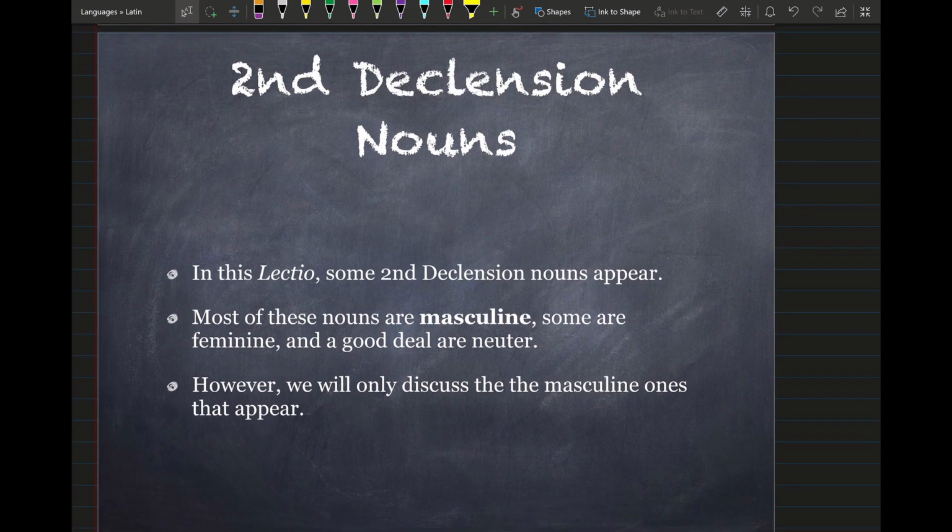We will also encounter second declension nouns in this Lectio. Most of these nouns are masculine. Some are feminine, and a good deal of them are neuter. Okay, we'll talk about the neuter ones in the next Lectio in a different lecture. Right now, we're focusing on the masculine form.